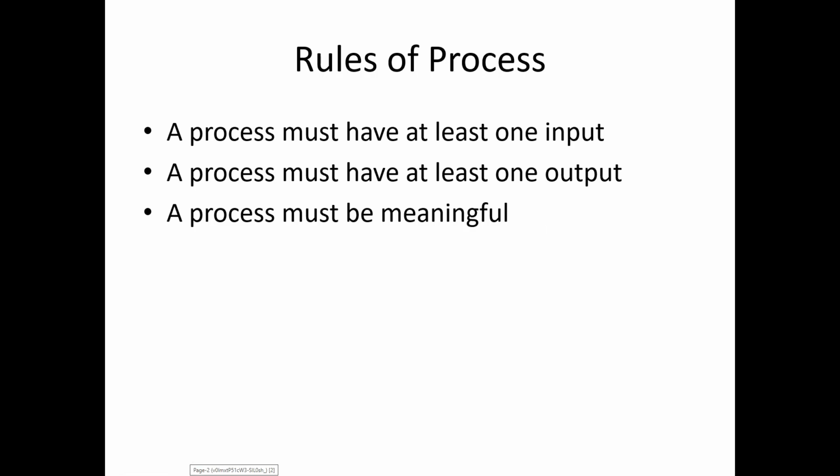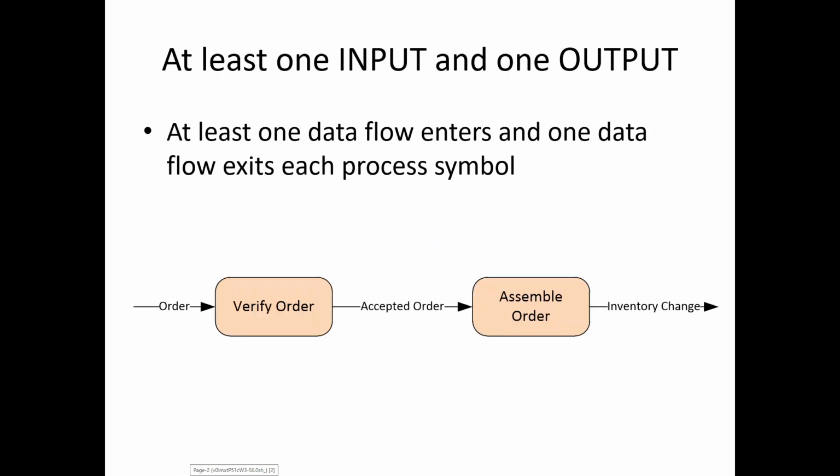We have the following rules regarding a process in a data flow diagram. That is, a process must have at least one input and at least one output, and also a process must be meaningful. Here we just look at the rules. First of all, a process must have at least one input and also at least one output, because the function of a process is to turn input into output.